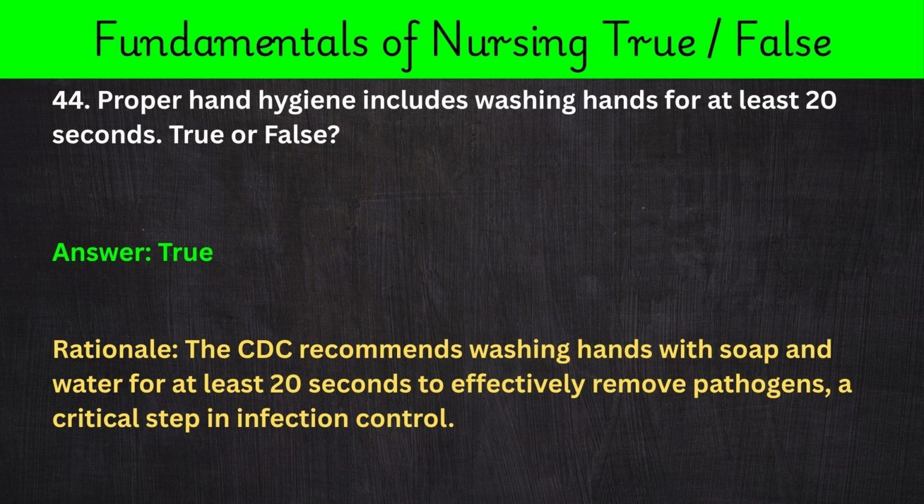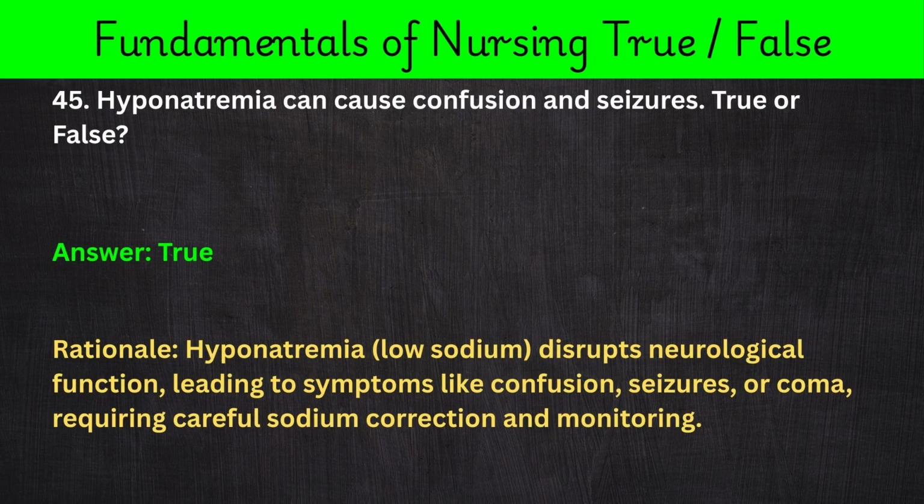True or false? Answer. True. Rationale. The CDC recommends washing hands with soap and water for at least 20 seconds to effectively remove pathogens, a critical step in infection control. 45. Hyponatremia can cause confusion and seizures.